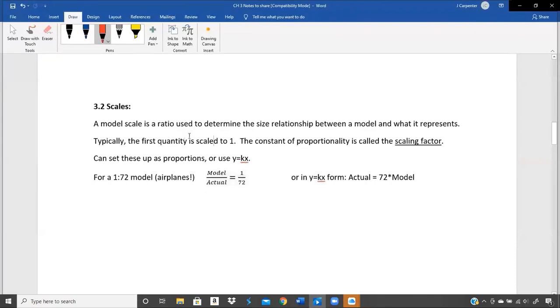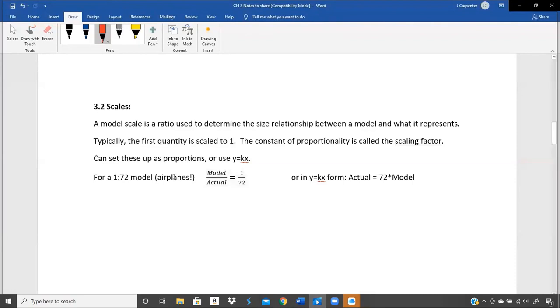So again, typically the model quantity is scaled to 1. When I say first here, I'm saying the model, the smaller of the two things, because when we make a model, we generally make it smaller. Why would you make a model that's bigger than the actual thing? Now, yes, there are cases where that's true. If you have something ridiculously teeny, say you're trying to make a model of an atom, then you're going to increase the size. So maybe I don't want to say it's rare, but it is less often, I feel like. Usually we're scaling things down, but there's certainly instances where we want to scale them up.